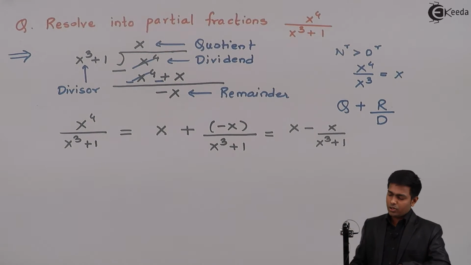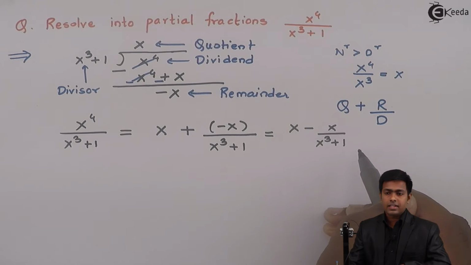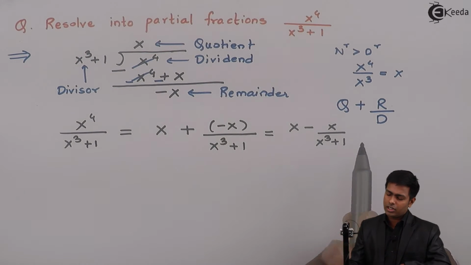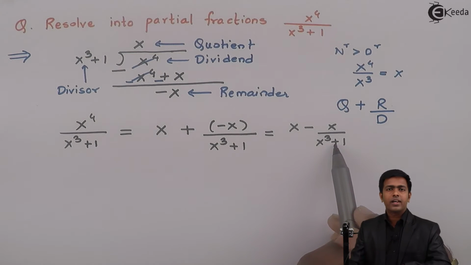And now if you observe, the term x upon x cube plus 1 is in proper fraction format. So this is the proper fraction, because here the degree of numerator is 1 and the degree of denominator is 3.